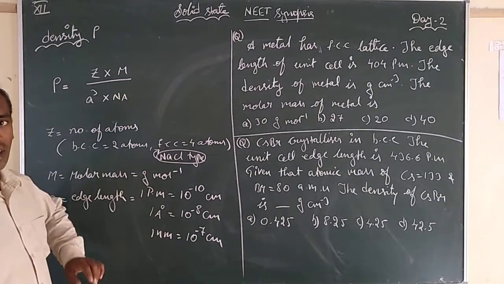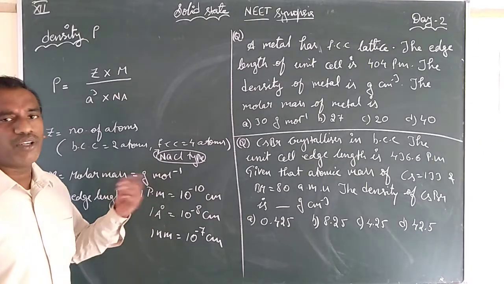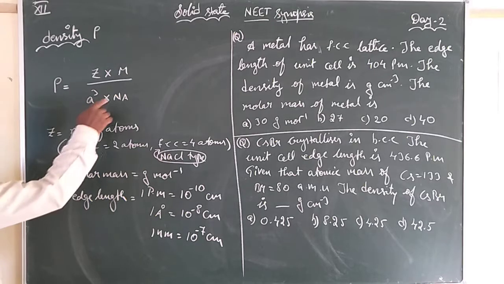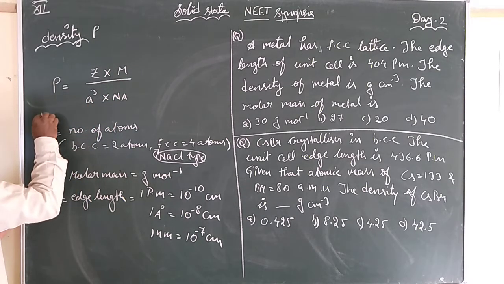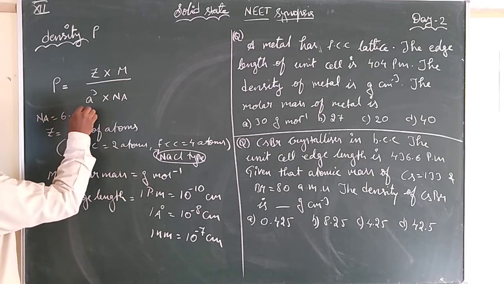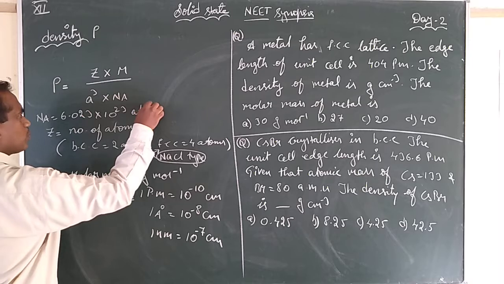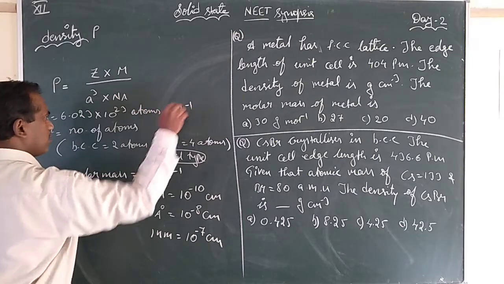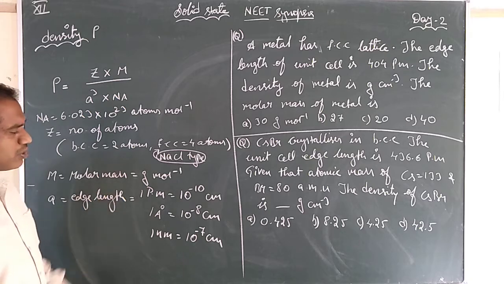Whatever value they give for the edge length, you must cube it. And about Na, everyone knows this. You can blindly remember Na is equal to 6.023 into 10 to the power of 23 atoms per mole, atoms mol^-1. So these are the units.